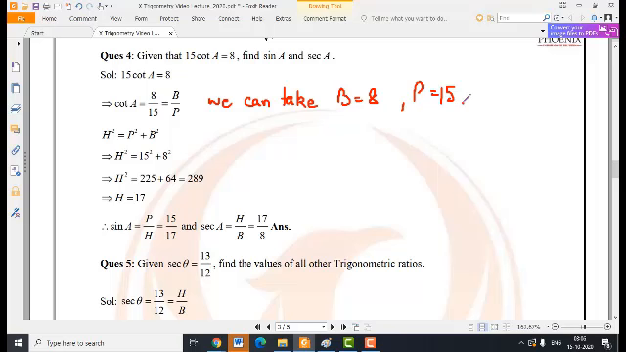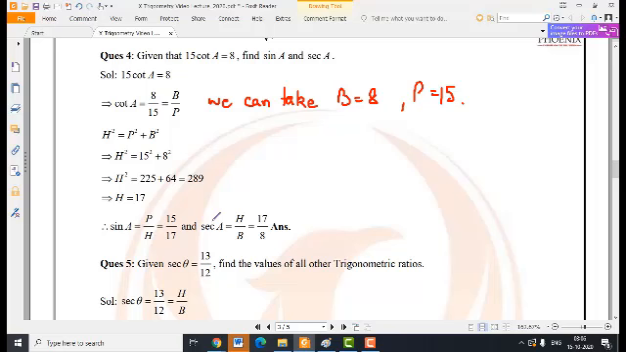It means now what I need to find out? I need to find the value of sin A. So sin A is equal to perpendicular upon hypotenuse. Perpendicular is 15 and hypotenuse is 17. So just substitute the values of these two sides and that will help you to find the value of sin A.